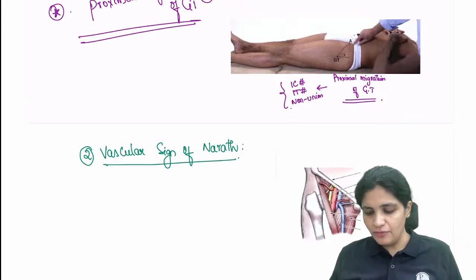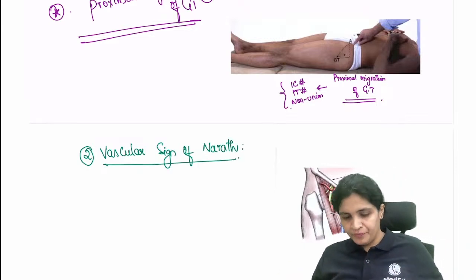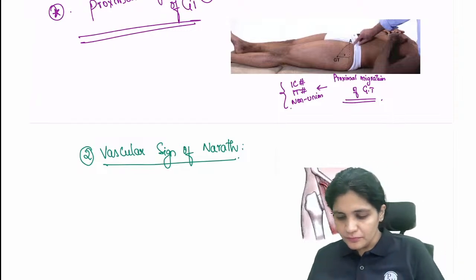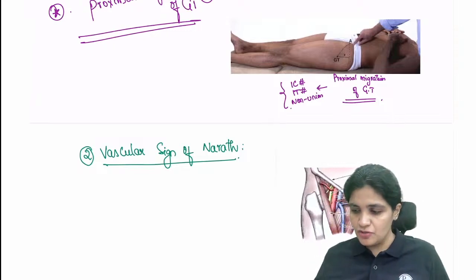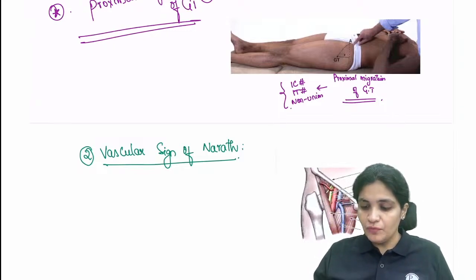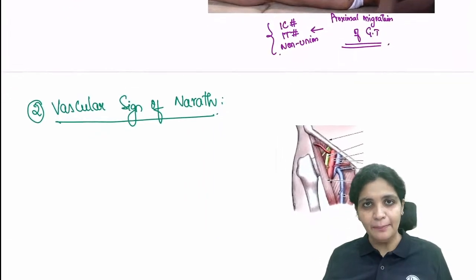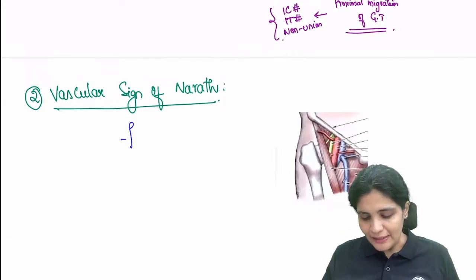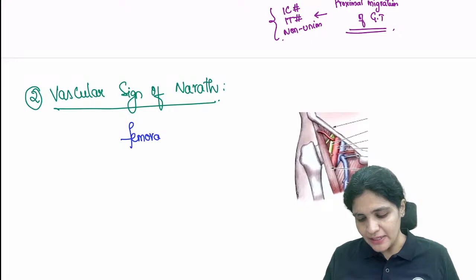Vascular sign of Narath. So what is the vascular sign of Narath? We all have this habit of examining the peripheral pulses, right? So at the level of the hip joint, what we have to examine is the femoral artery.